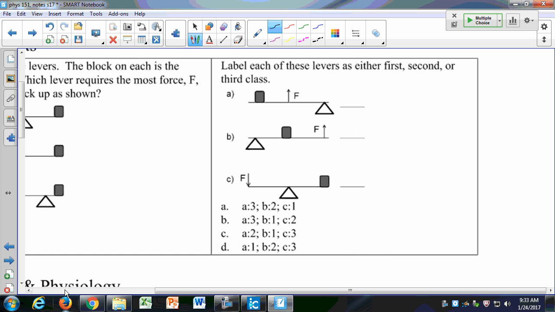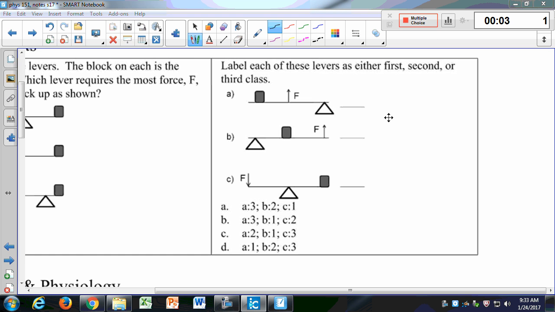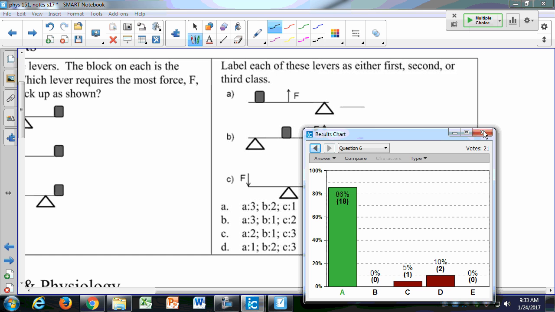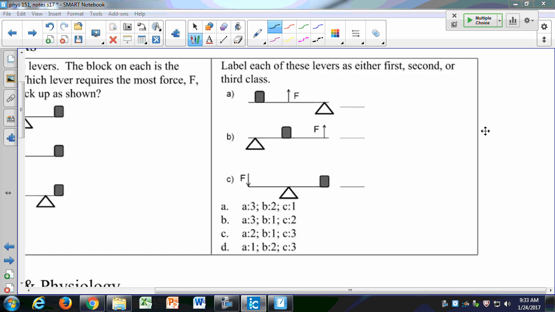All right, label each of these levers as either first, second, or third class. And then pick the correct order there. All right, I'm going to stop at 35. Good job. A is right. This is a class 3 lever. This is a class 2 lever. This is a class 1 lever.